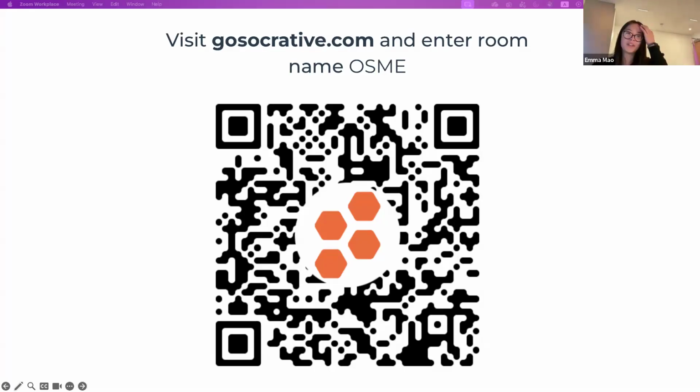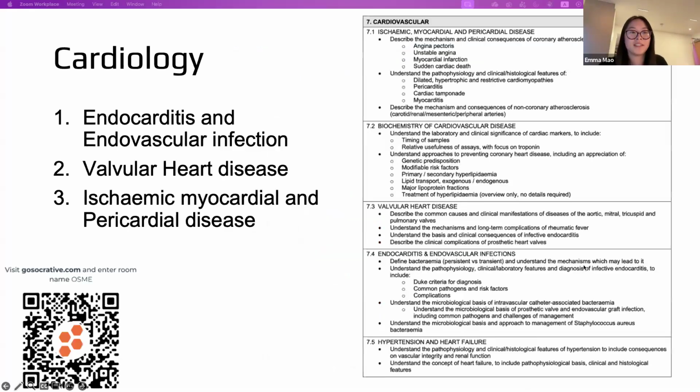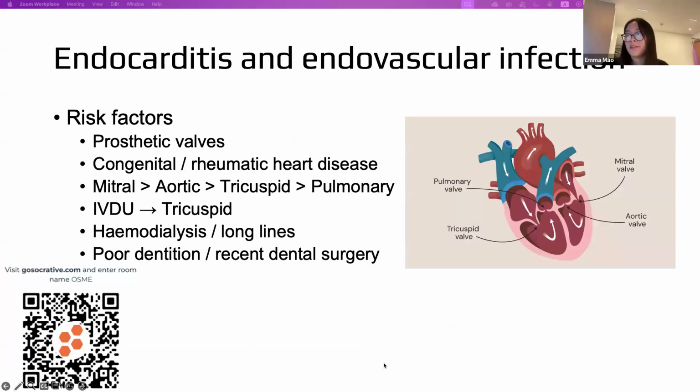Okay, so we'll be on the first few slides. Let's get started. In cardiology, we're going to cover endocarditis, the valvular heart diseases, and the ischemic, myocardial and pericardial diseases. Okay, so let's start off with infective endocarditis.